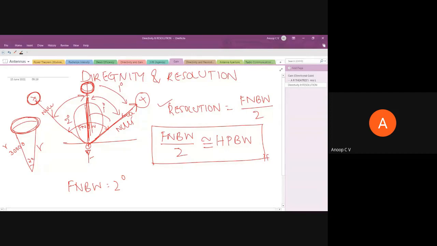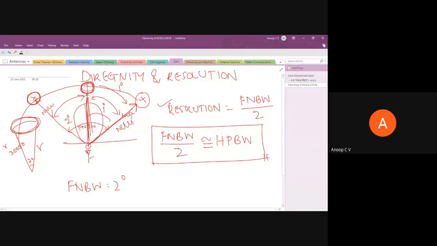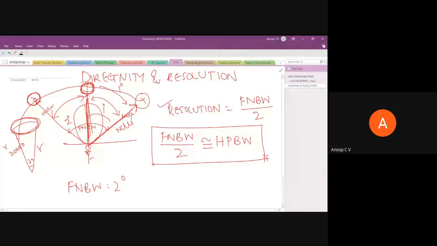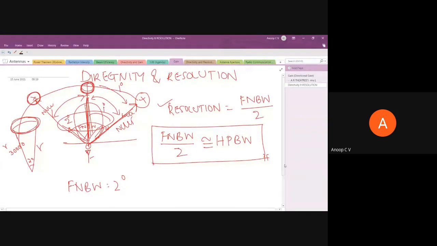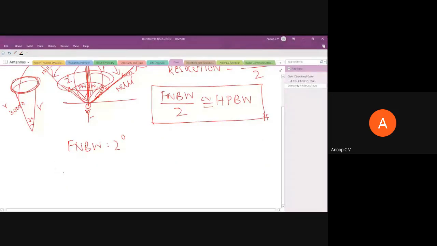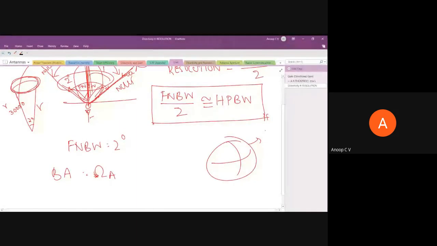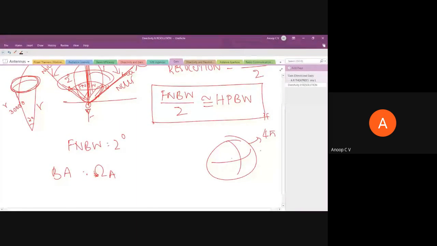So now I'm telling only about a plane, in a plane over a circle, but just imagine what will happen if you consider it in 3D. In 3D, if this antenna has some beam area of omega A, then if you consider a sphere, it has 4 pi steradian. The beam area of a sphere is 4 pi steradian.